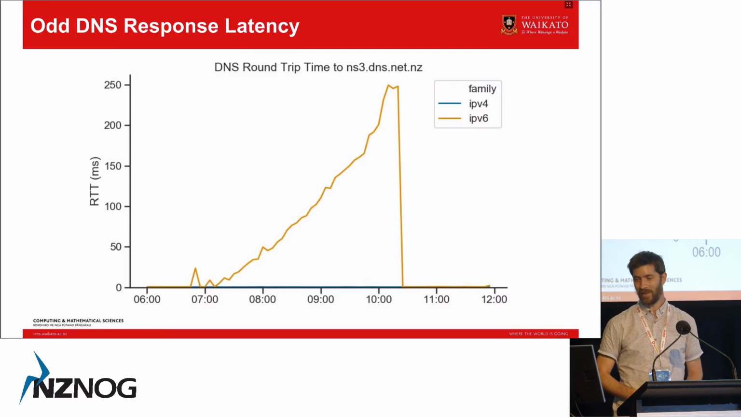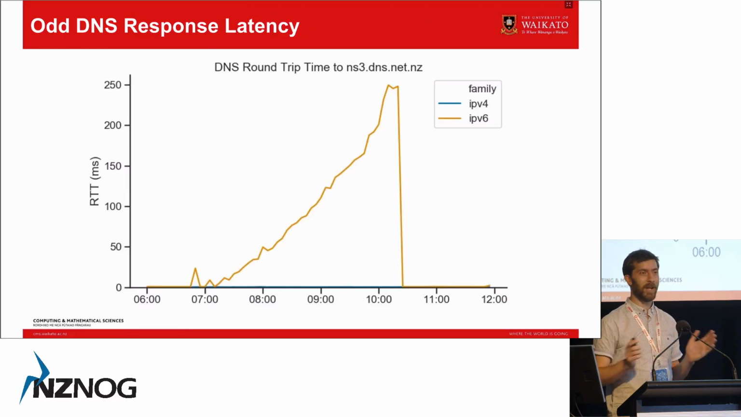So who knows what magic's going on there, but the machine's perfectly responsive. It doesn't slow down. It still responds to ICMP fine. Their own monitoring's fine. Somebody in that path perhaps is doing something odd. I don't know. If you've got any ideas, let me know. What's in that path? What's going on there?